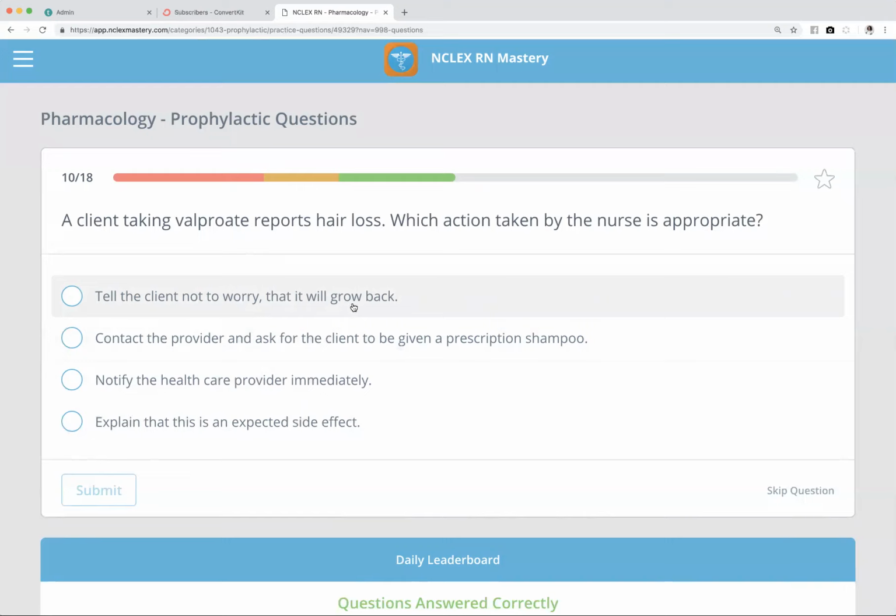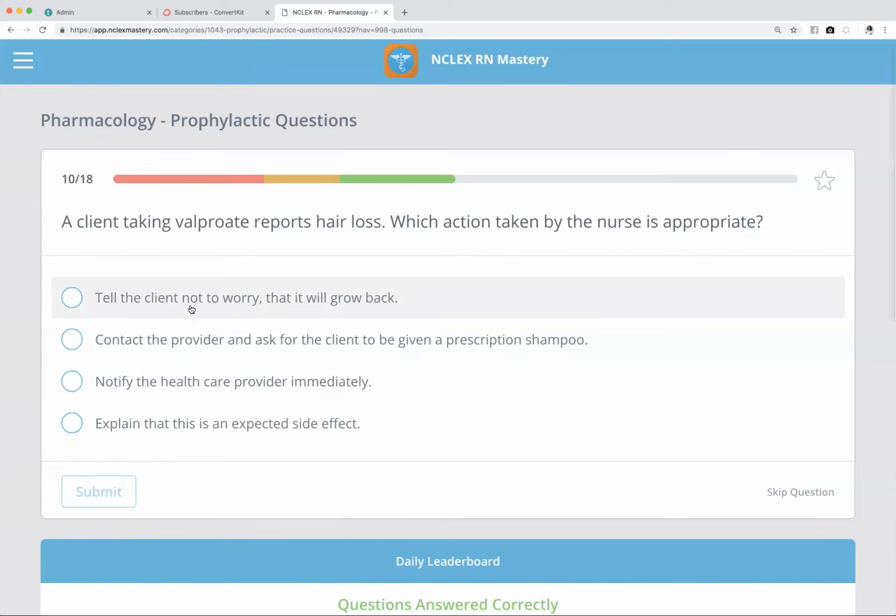Tell the client not to worry, that it will grow back. Contact the provider and ask for the client to be given a prescription shampoo. Notify the healthcare provider immediately. Explain that this is an expected side effect. So I'm going to start by eliminating number one, because we never tell a patient not to worry, okay? Those are just words that you do not want to see in a question, so I want to eliminate that.